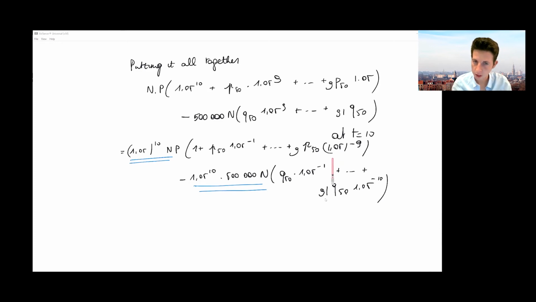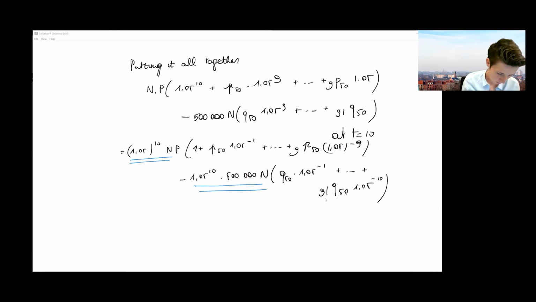So the whole idea now is that I can recognize the expression between the brackets as the EPV of a particular insurance or annuity product, right? If I look at the expression between the brackets, I recognize the EPV of a 10-year annuity due issued to a 50-year-old. See this? I also recognize the EPV of a term insurance issued to a 50-year-old with a duration of 10 years.